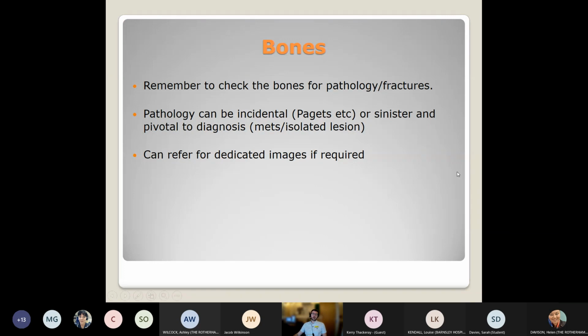Refer for dedicated x-rays if required. So if you see something sinister looking on the lumbar spine area, let's do some proper lumbar spine x-rays with a lateral to be able to analyse it properly.